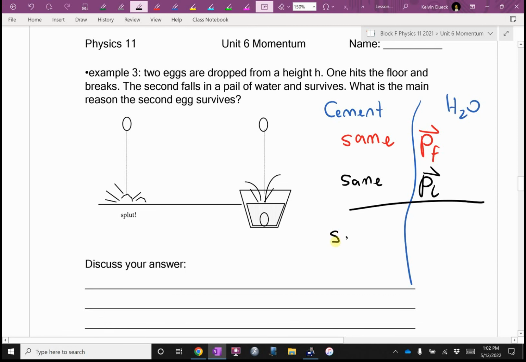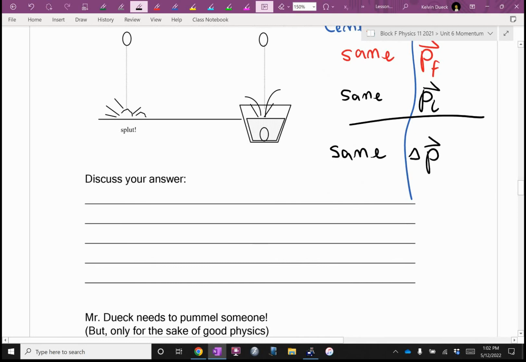I'm gonna argue same impulse. That's step one. Do you agree with me they both undergo the same change in momentum? Now we're going to look at change in momentum in a different way. Here's what Emilio said. Let's do this again: cement and concrete, H2O. Emilio, what's the version of impulse that has time in it? Force times time.